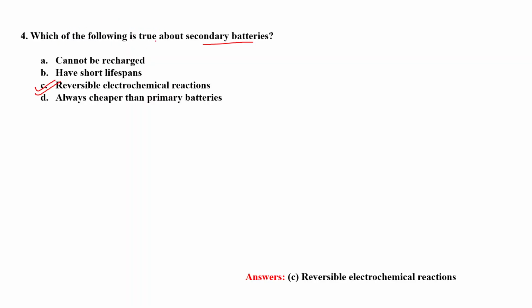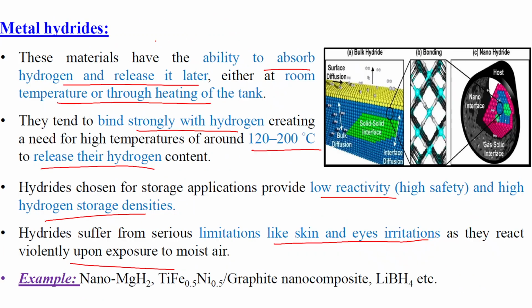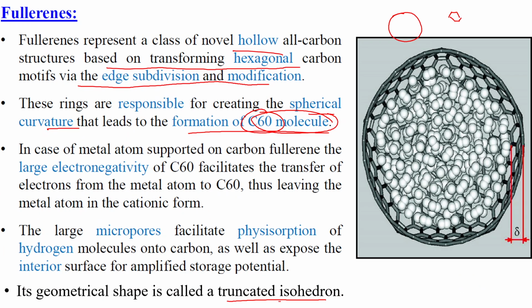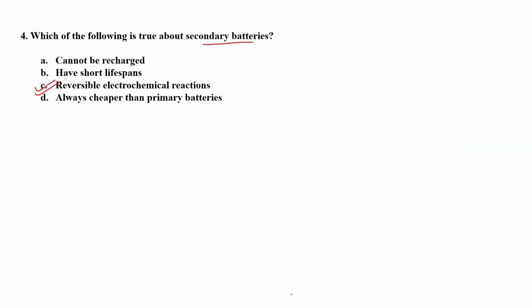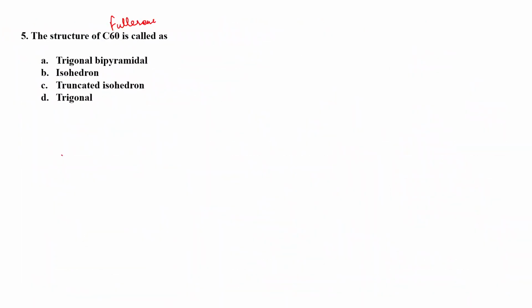The structure of C60 is called as. Just now we studied this, fullerene. It was fullerene, buckyball structure. It is basically asking the geometric structure. The geometric structure of fullerene, as I told you just now, is truncated icosahedron.